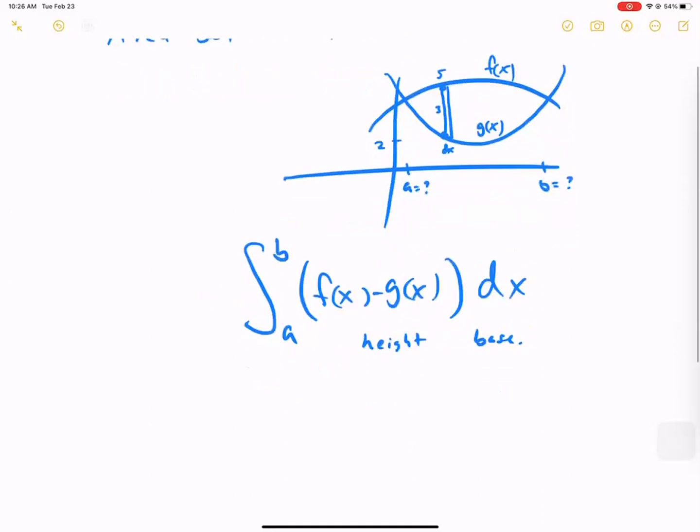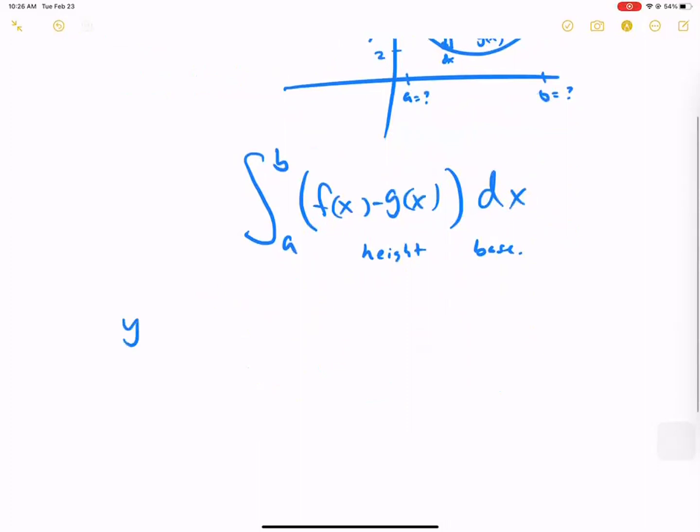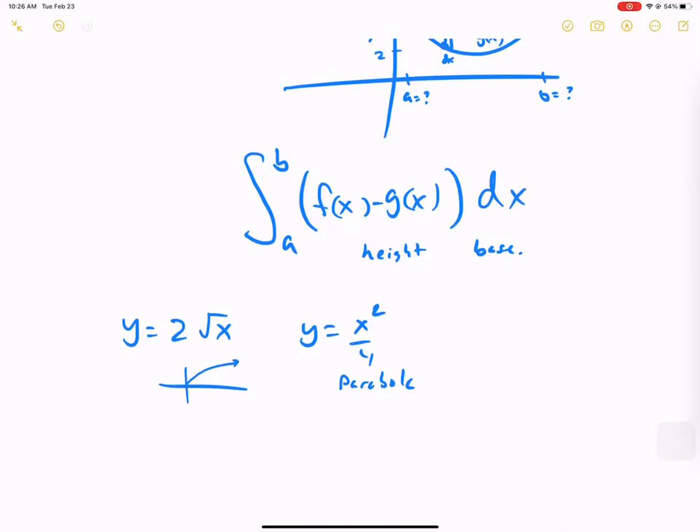So here's our first example today. We're going to say y is equal to 2 square root of x, and y is equal to x squared over 4. And these are our two equations. You might know what these graphs look like. One is a parabola, and one is a square root graph, which looks like half of a sideways parabola, right? By their powers combined, let's go ahead and look this up. I'm going to share my second screen here.